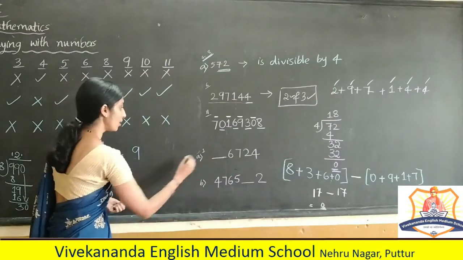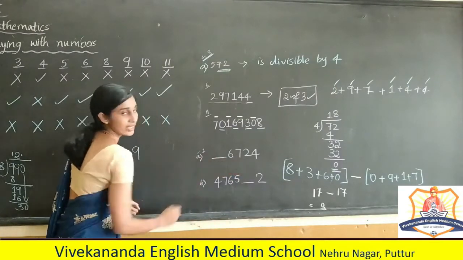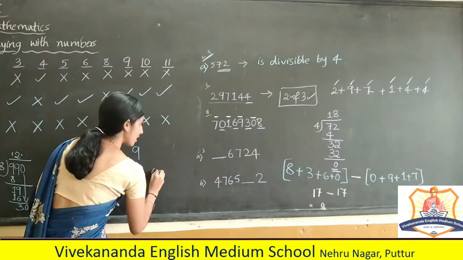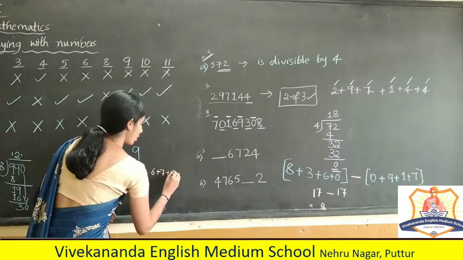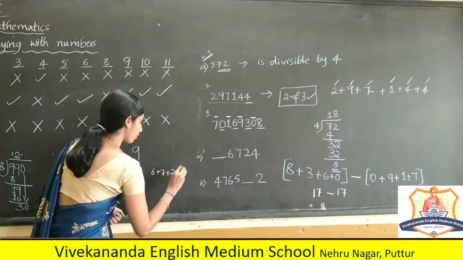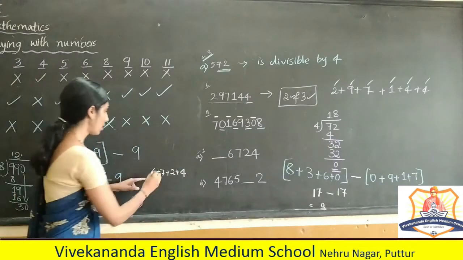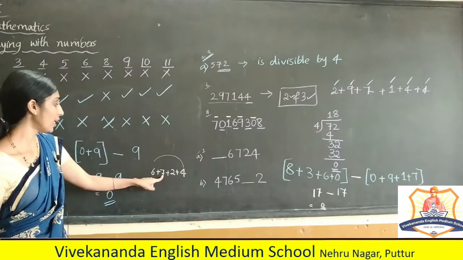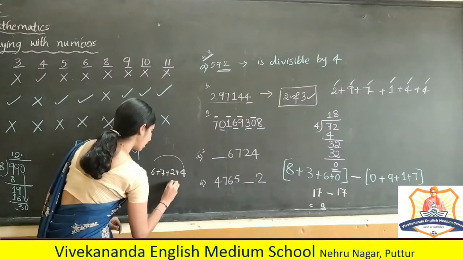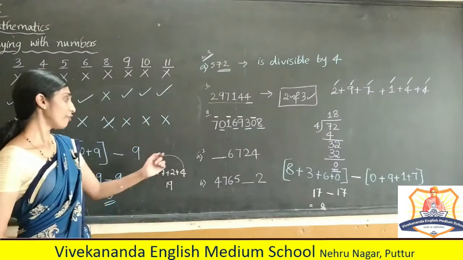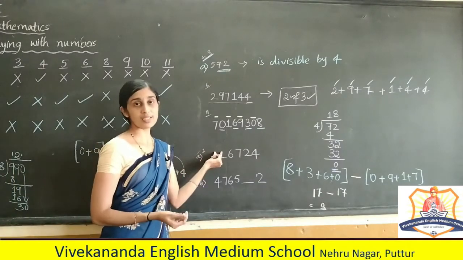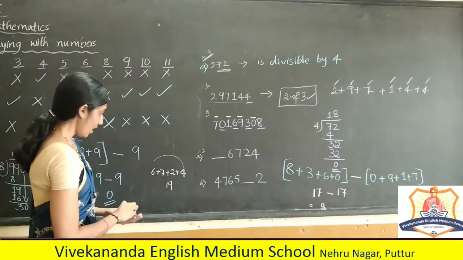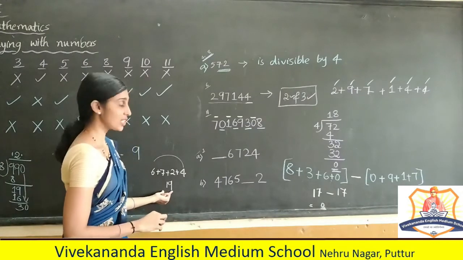Just recall children. We should add all the given digits, right? Yes, we should add all the given digits. 6 plus 7 plus 2 plus 4. So, 6 plus 4, 10. 10 plus 7 is 17. 18, 19. For 19, which is the smallest, nearest number which is divisible by 3?